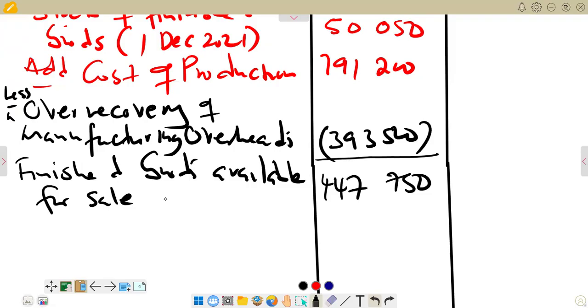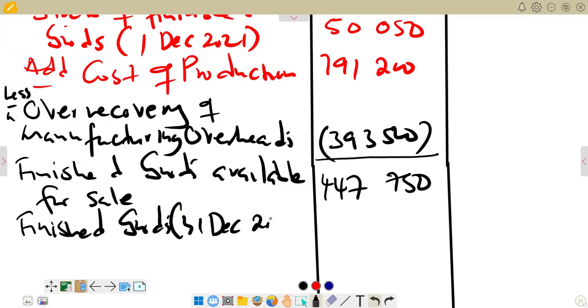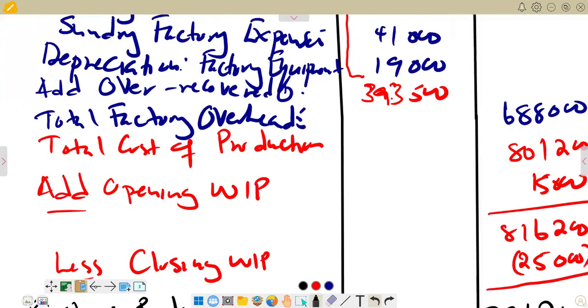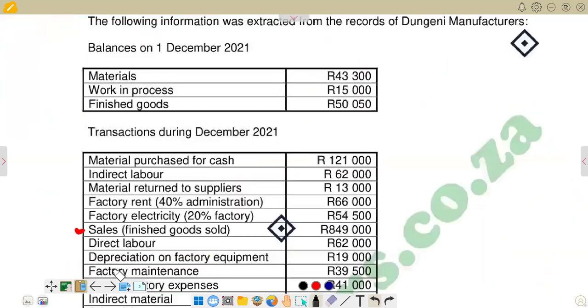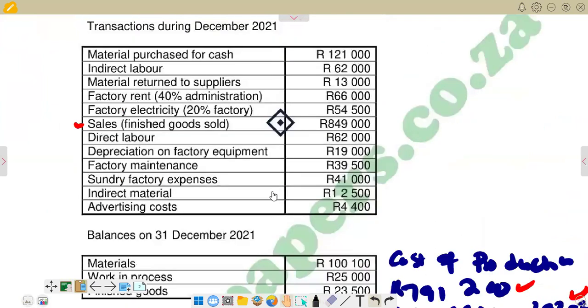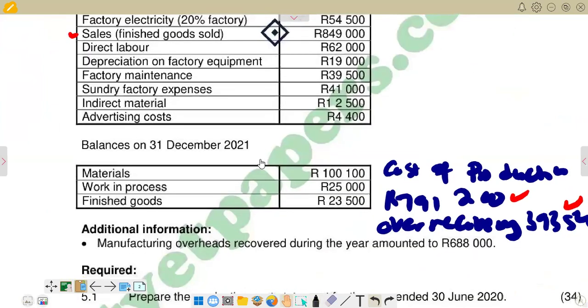And then finally, we are supposed to subtract our finished goods at the end. This is our closing. It is on 31 December 2021. So we can just refer back to see which figure we have in terms of that one. We go to additional information. See that we have it here. Finished goods 23,500. So this is the figure that we're going to put there.